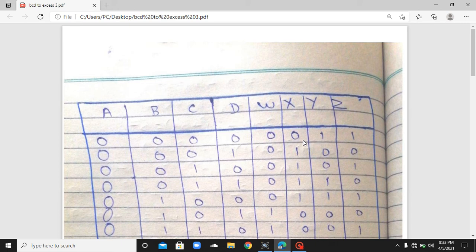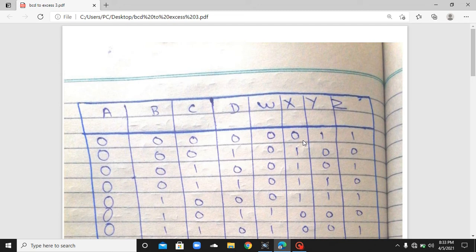Before going to the truth table, I will explain what a BCD is and what Excess 3 is, what the inputs are and what the outputs are. BCD is represented by 4 bits, thus there are 4 inputs in the BCD, and Excess 3 also has 4 bits, so there are 4 outputs in the Excess 3.